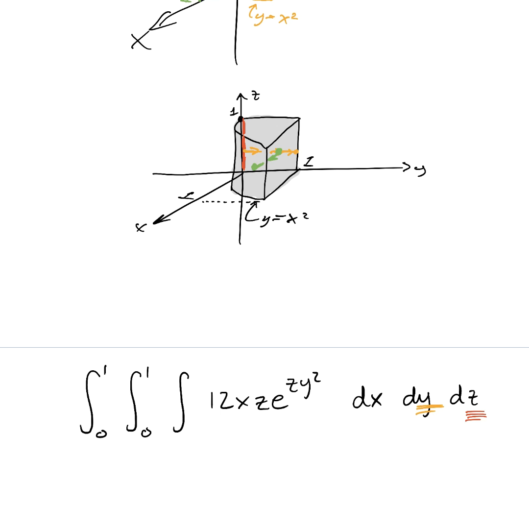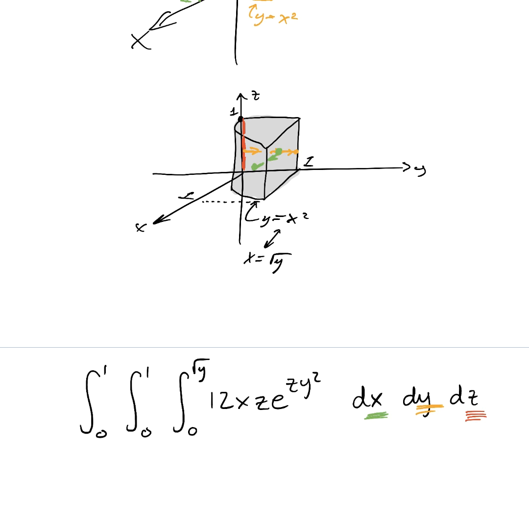Therefore, if we are interested in x's variation, given a choice of y and z, we see that x runs from 0 out to that curved wall, which is y equals x squared, which is x equals root y, positive square root, because this is coming out towards us in the positive x direction. So x runs 0 to root y.